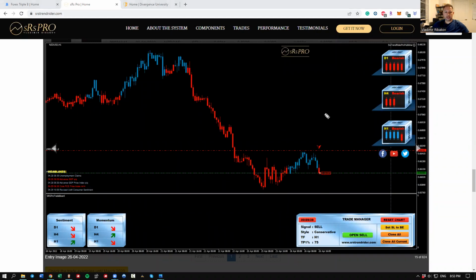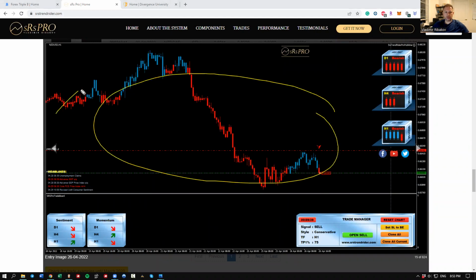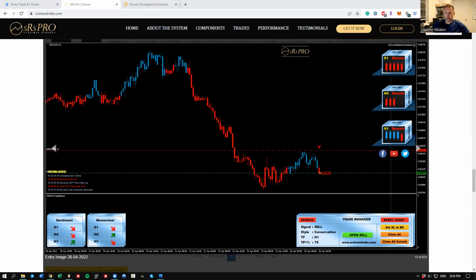Look at the current structure. It was an attempt to make the move up, it failed. We got this low broken, and look at this structure: lower highs, lower lows in a clear format. Same story: a little consolidation and breakdown. ABCD correction right to this area. Now look at the control here.